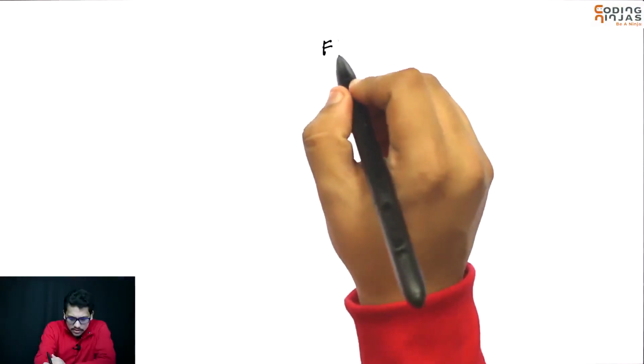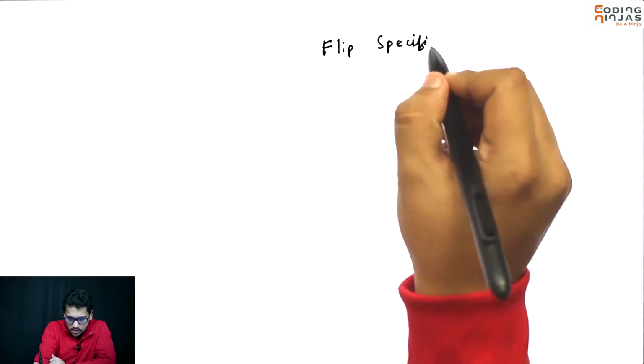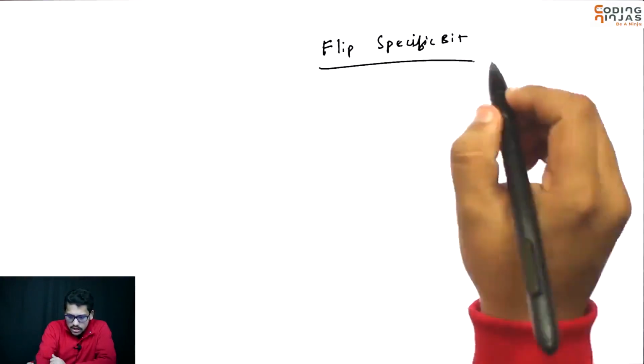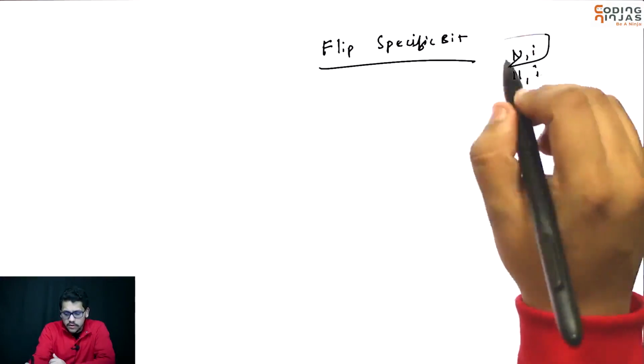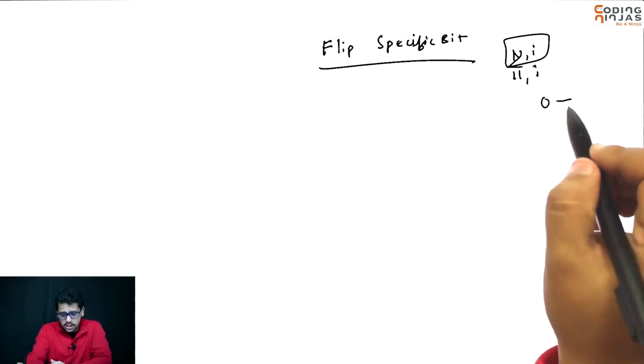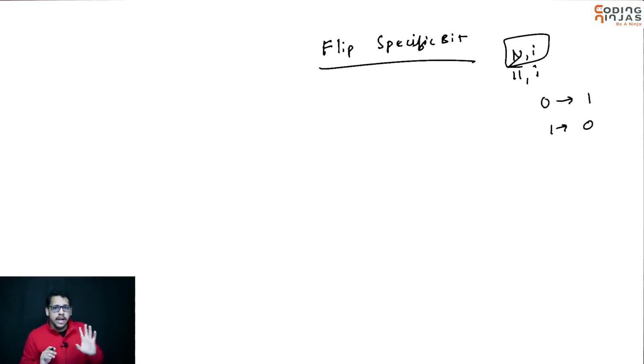Hi, so in this session we are going to discuss another problem, another application of bits. That is flipping a specific bit. Flipping a specific bit means, if you are given a number n, you will be given another number i. So n and i will be given, and you have to flip the ith bit. If it is 0, then change it to 1. If it is 1, then change it to 0. Only change one bit, that is the ith bit.